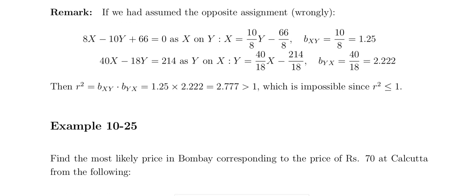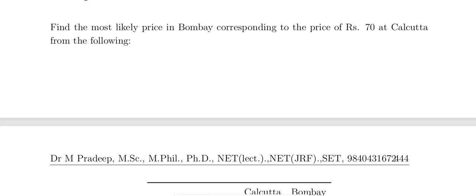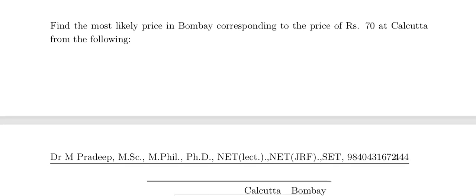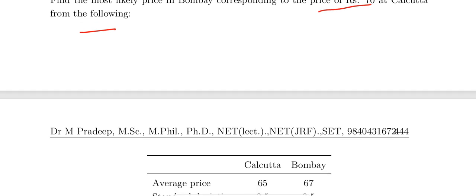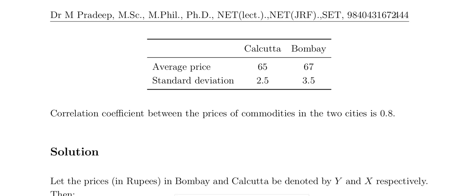This problem is a very important problem. Okay, a problem like this can be asked. Find the most likely price in Bombay corresponding to the price 70 rupees at Calcutta from the following data. That is called the average price. Average means x bar, y bar. This is x bar, this is y bar. Standard deviation means sigma x, sigma y.